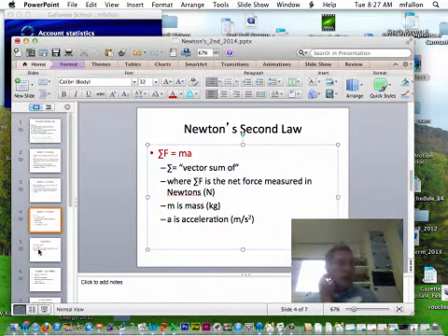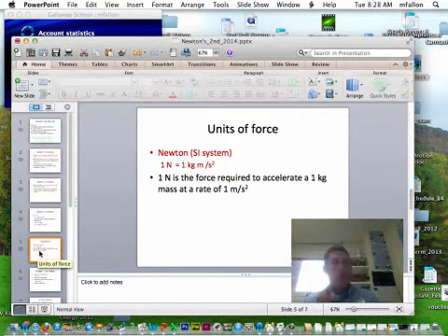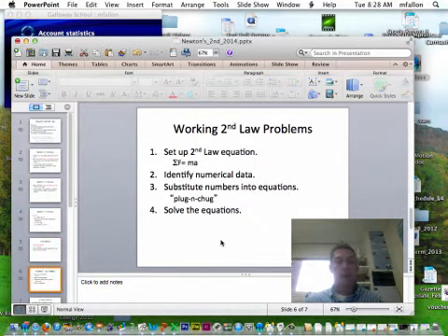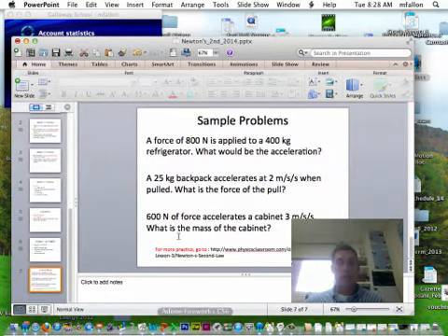So let's practice a little bit. When you practice your Newton's second law problems, these are your steps: set up the equation, identify the numbers, and then just plug and chug. It's usually not too difficult. Let's practice on some of these sample problems. Let's do the first one. A force of 800 newtons is applied to a 400 kilogram refrigerator. What would be the acceleration?